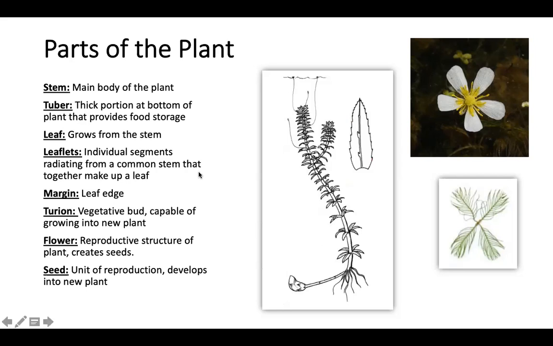Margin, so we'll talk about leaf margin a lot. That's the edge of the leaf. So on this hydrilla example here, you can see that the edge of the leaf, or the leaf margin, is toothed, and that's one of the identifying characteristics of hydrilla. We can talk about a turion, so that's also a vegetative bud that's capable of growing a new plant. And then flower and seeds, those are both reproductive structures of the plant.